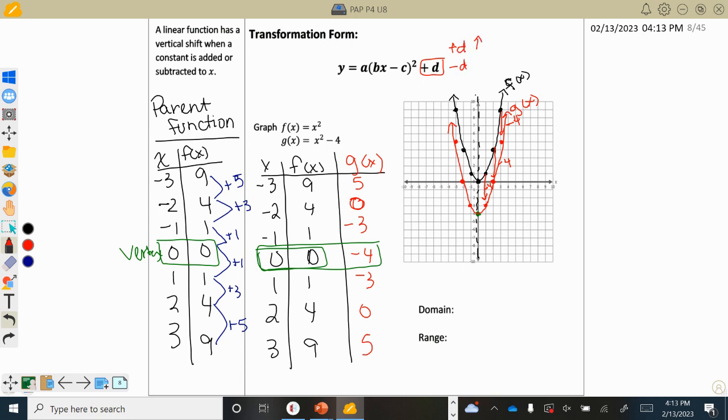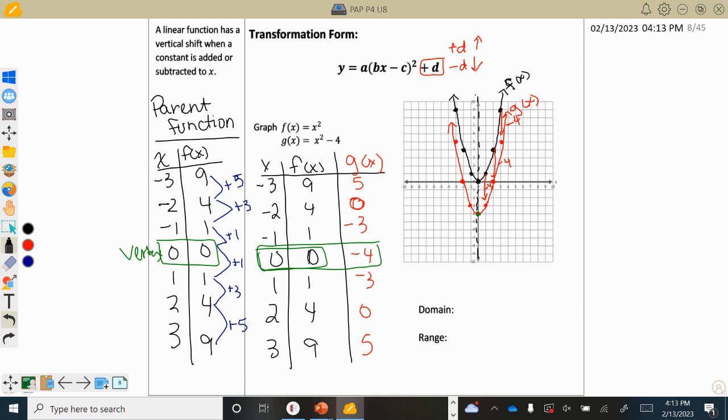If it is a minus D, we're going to shift down. Simple as that. We're just up or down. We're not going to mess with any of the others in this video. So, just shifting up or down.